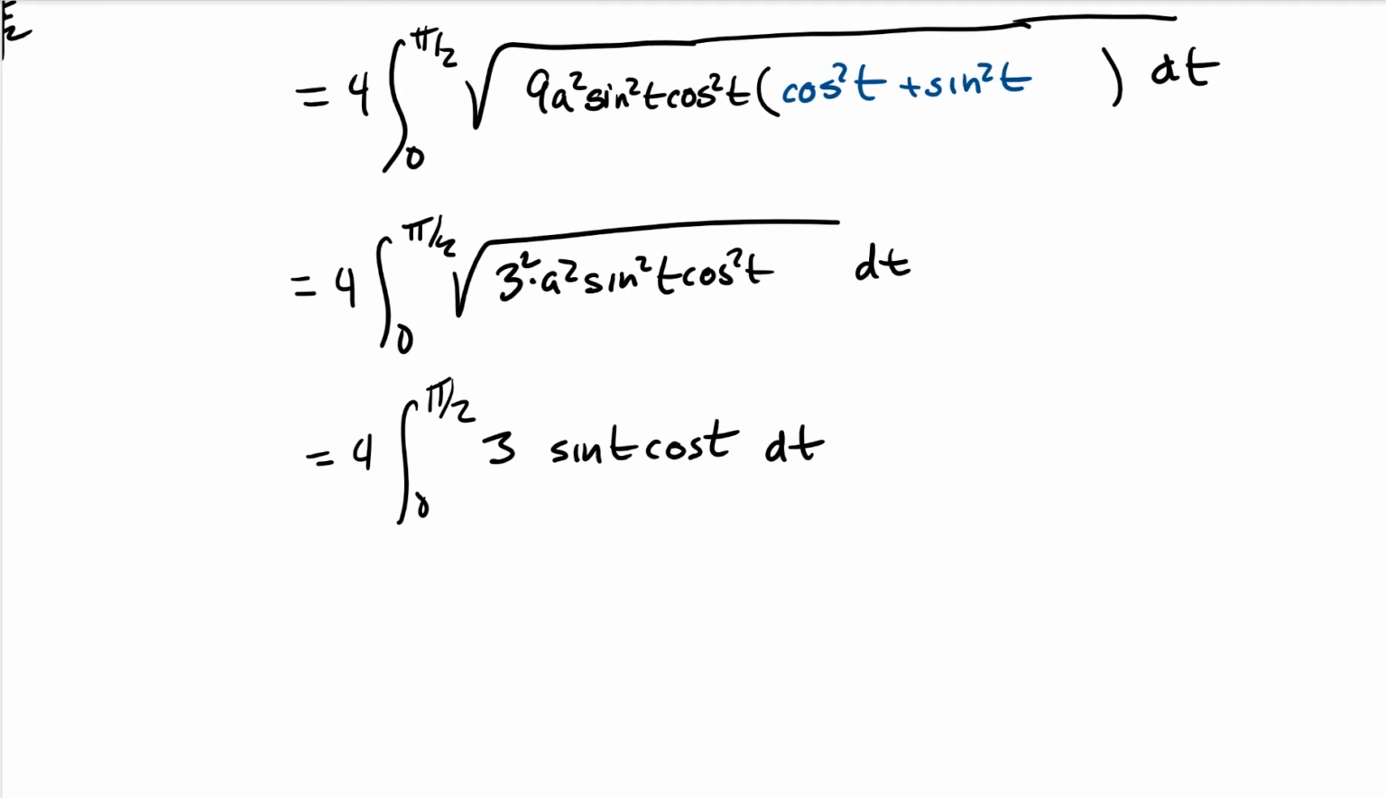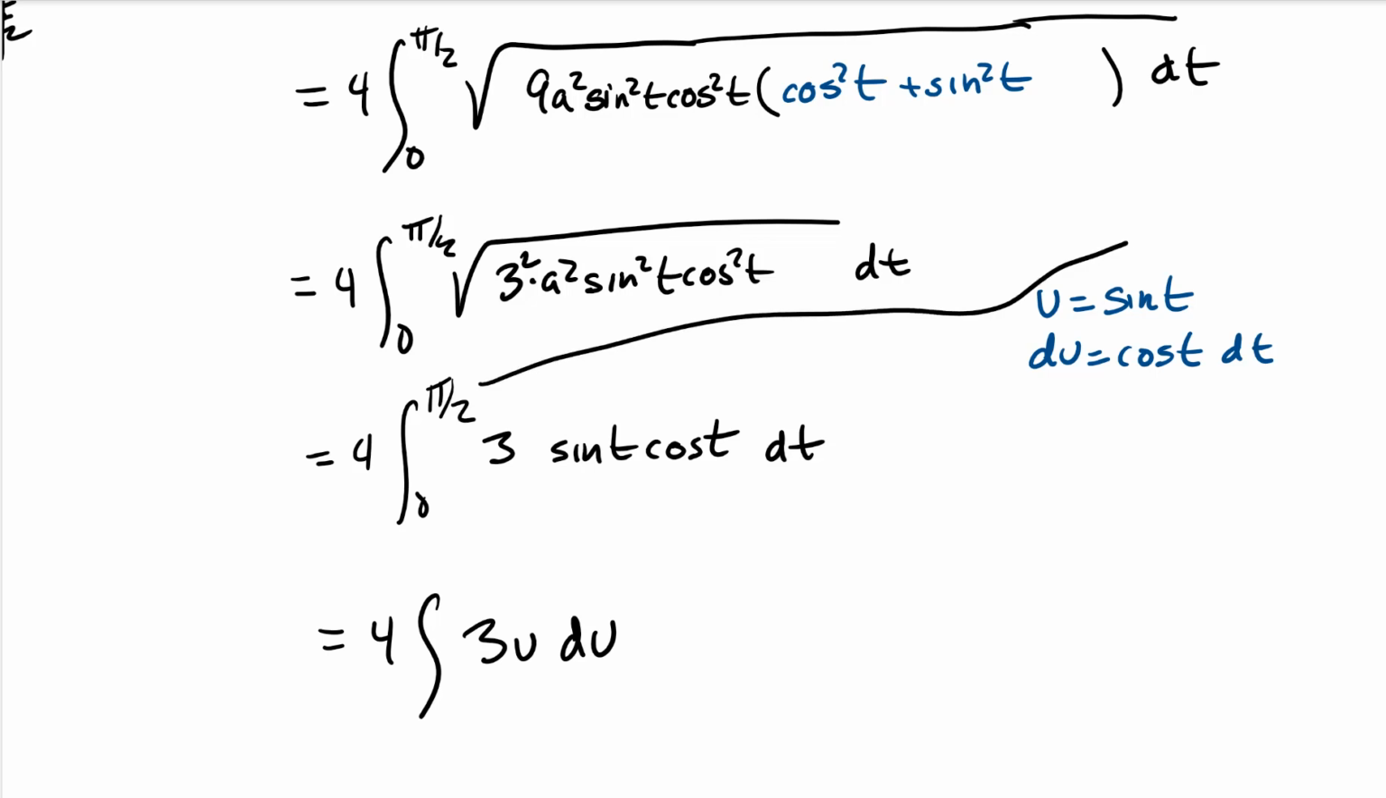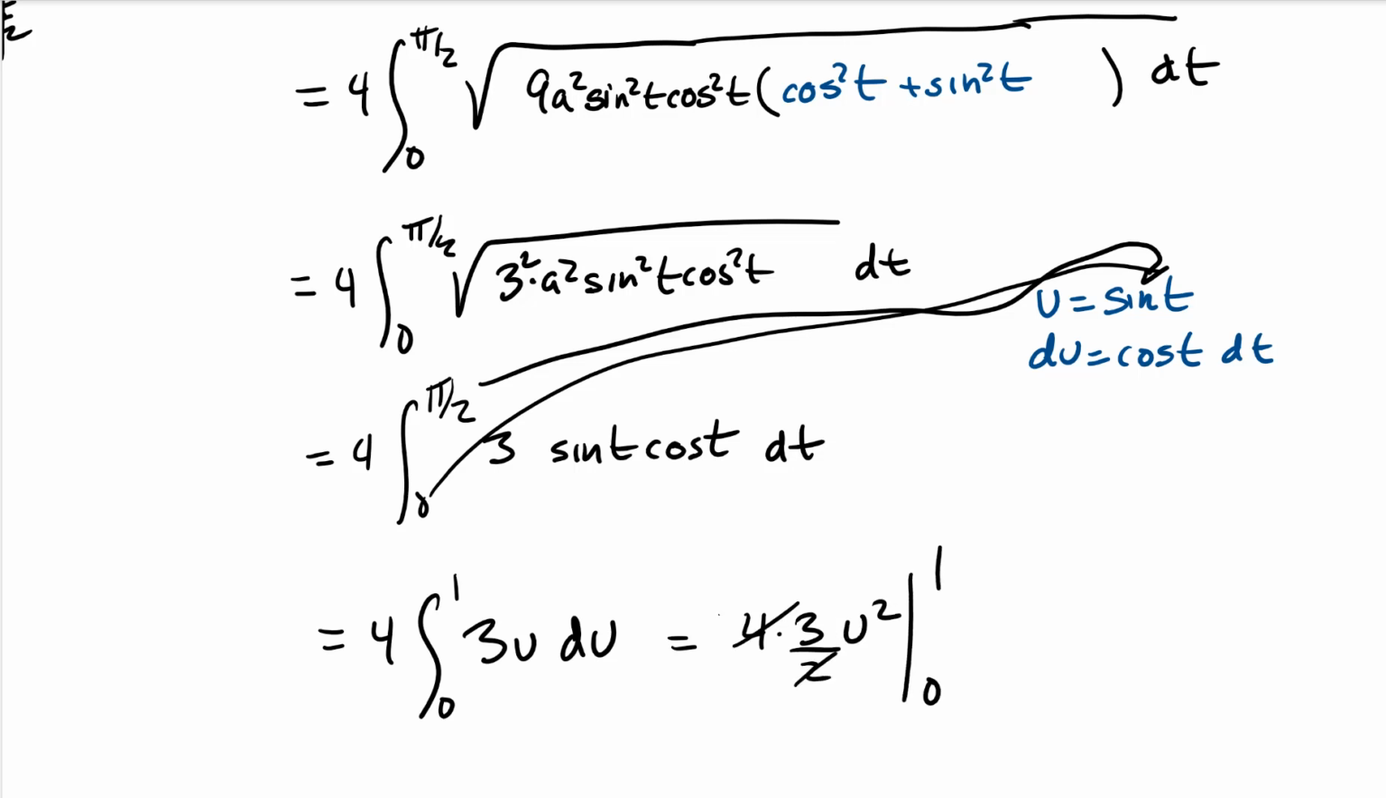Now we can integrate that, can't we? About as simple of a U sub as you can get, huh? And let's go. So this is equal to 4 times the integral of 3u du. Let's change our bounds of integration. Sine of pi over 2 is 1. Sine of 0 is 0. So we're going to get 4 times 3u squared divided by 2, evaluated from 0 to 1. That's times 2. So it looks like we get 6 u squared from 0 to 1, which is equal to 6.